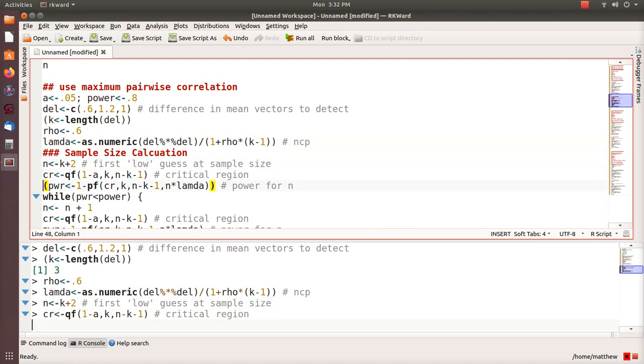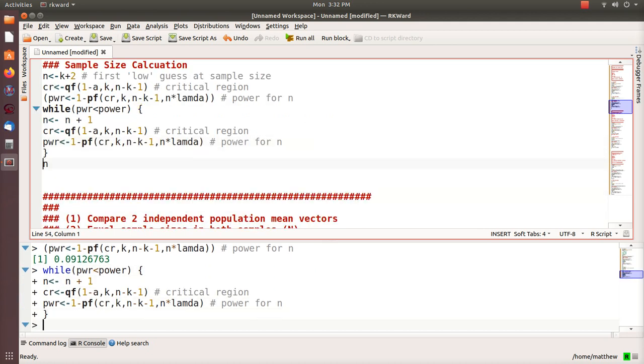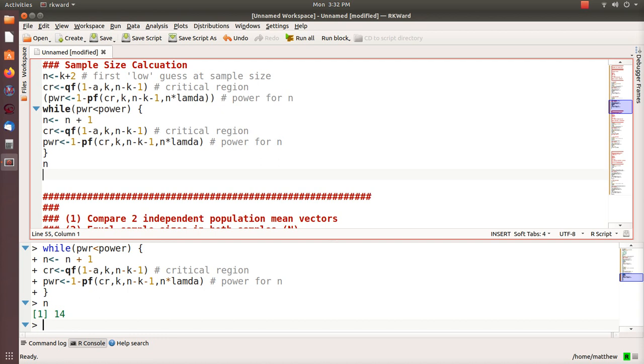We estimate n pretty low to get power. 0.9 is not enough. So then we increment n by 1 and re-examine power, and we get an n of 14, which is kind of neat. If you have a good estimate for the whole covariance matrix, you only need 11. But if you only know the maximum pairwise correlation, this algorithm says you need 14, which ensures that you have enough power, right? Because if we knew the covariance matrix, we'd only need 11. But only knowing partial information, there's only an increase of 3 observations.